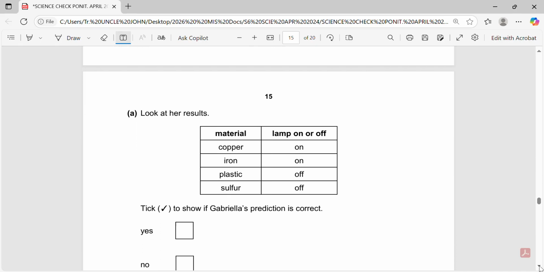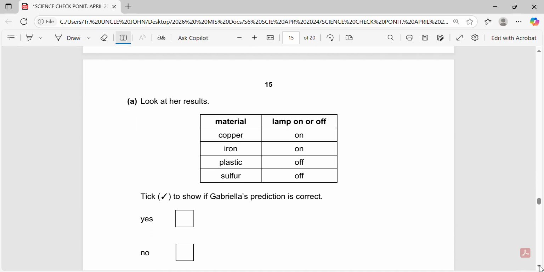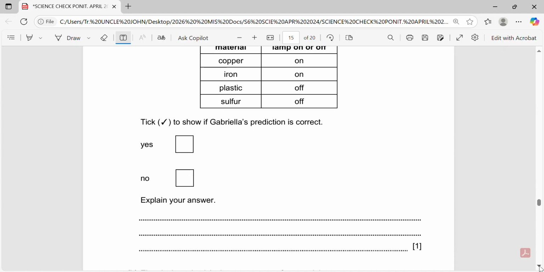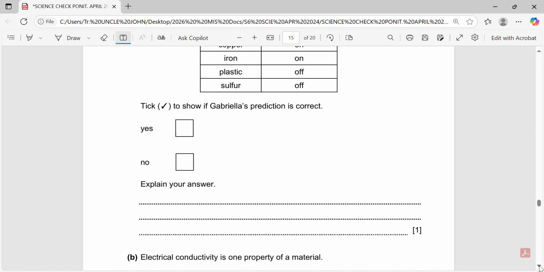A. Look at her results. You have the material, lamp on or lamp off, as you can see. Copper on, iron on, plastic off, sulfur off. Tick to show if Gabriela's prediction is correct. We have a yes or no. So the first one, yes or no. Gabriela is not correct.